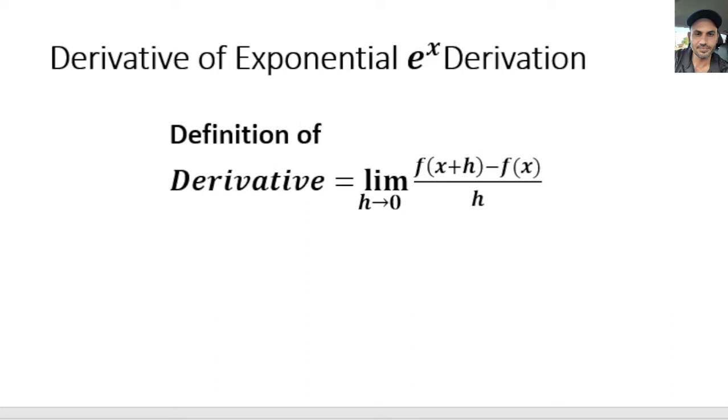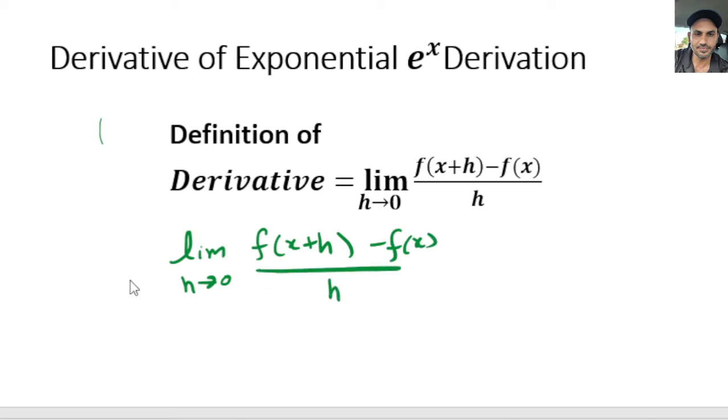Hello, welcome everyone. In this video, I'm going to use the definition of derivative to derive the derivative of the exponential function e to the x. So here we have this definition of the derivative. We have this limit as h goes to 0 of f of x plus h minus f of x over h is equal to the derivative of the function, and f of x here is going to be e to the x.